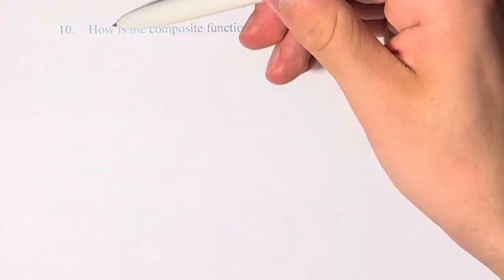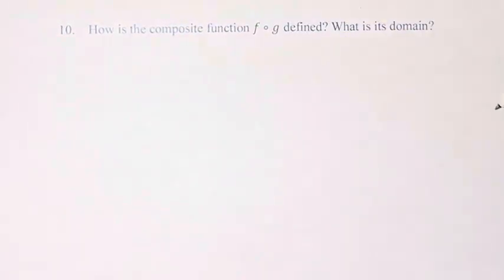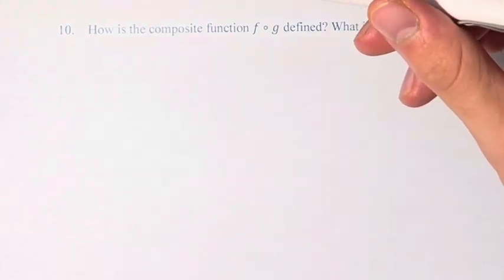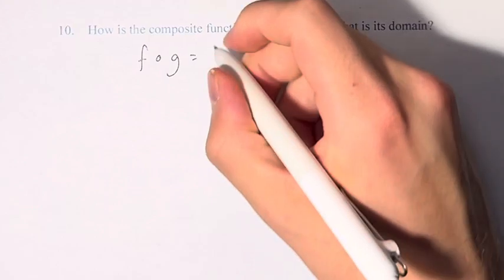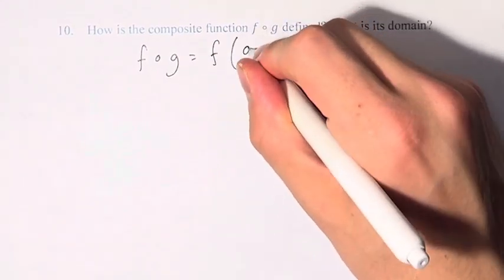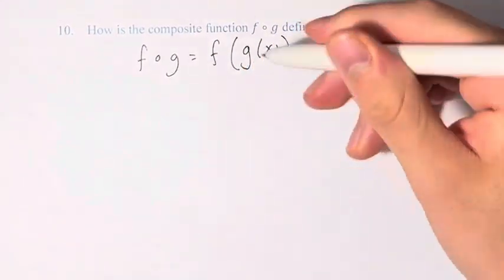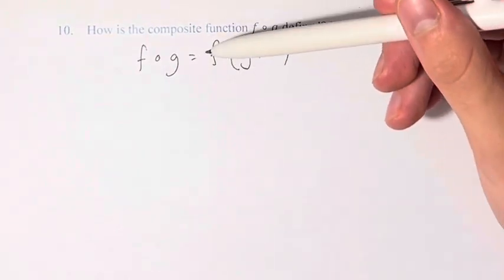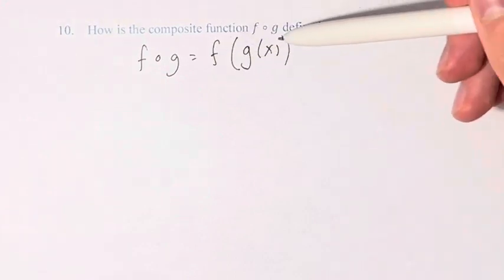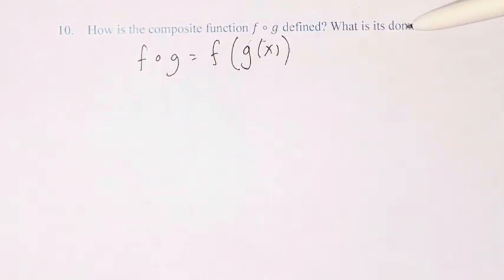In this problem, we're asked how is the composite function f of g defined? And what is its domain? So f of g, written this way, is defined as f of g of x for the variable x, or f of g of y for the variable y. It doesn't really matter. It is defined as f taking on the value of g of x.